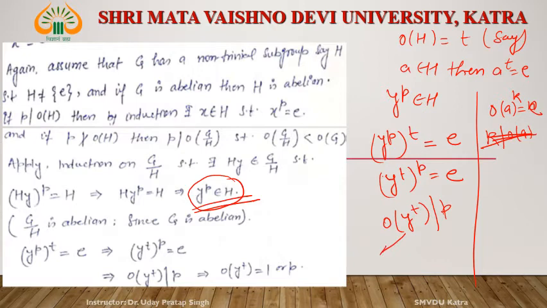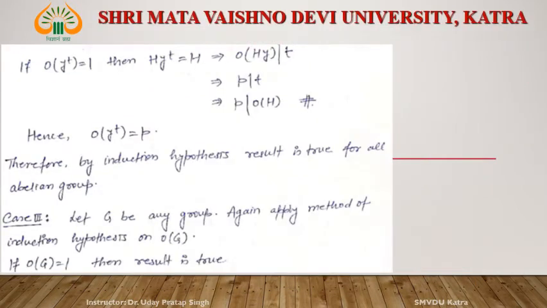Then what is the order of y^t? There are two possibilities, either it is 1 or it is p, okay? Next assume that the order of y^t is 1. Then what is y^t? y^t is just like the identity. It means Hy^t is equal to H, right?